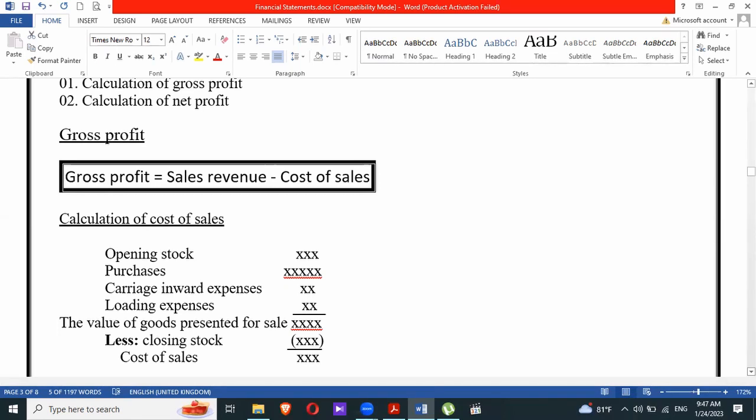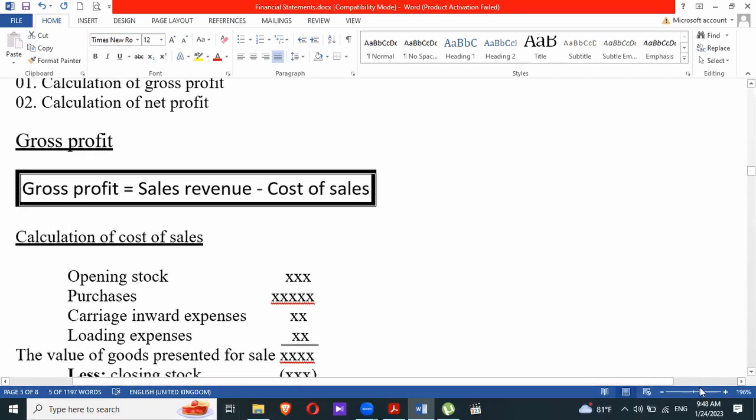Gross profit equals sales revenue minus cost of sales. Sales revenue means simply sales. Cost of sales is a new concept for you. Sales revenue minus cost of sales. So we'll see how to calculate. You know sales revenue, which sometimes you may receive directly. Sales revenue equals cash sales plus credit sales. Simple. Then you should know how to calculate the cost of sales. We'll see how to calculate cost of sales. Here I have given how to calculate it.